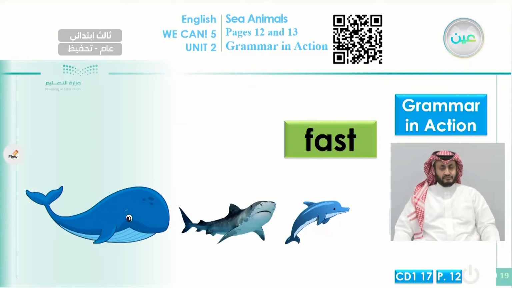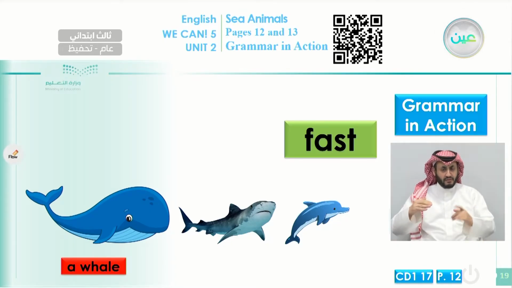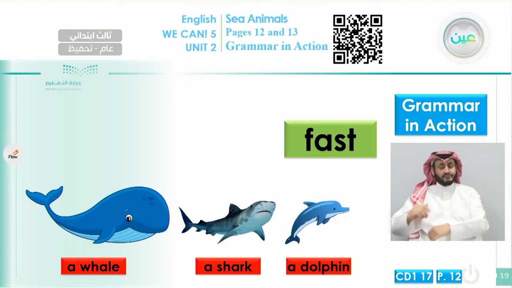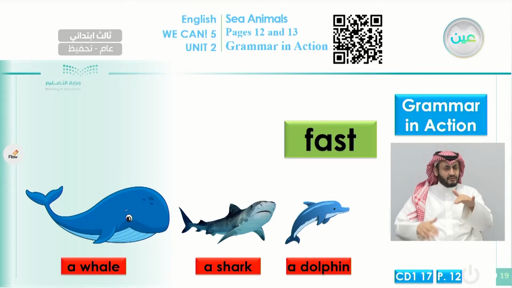We will do the same with the adjective fast. So we have three animals. The first one here is a whale, as you can see. The second one, can you tell us what it is? It is a shark. And the last one here is a dolphin. Which one is faster? All of them are fast, but there is one faster than the other, and there is a third one which is the fastest. Okay, the fastest among the three. Let's listen to your colleague telling us which one is the fastest.